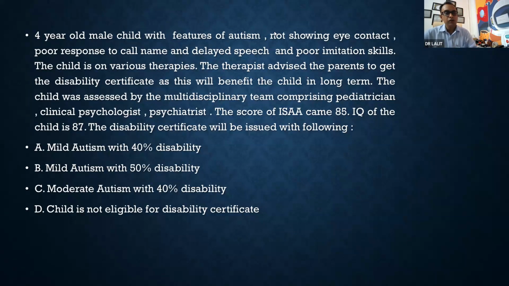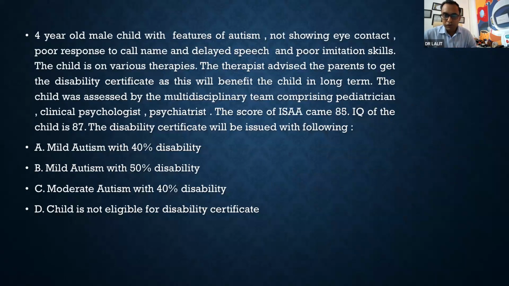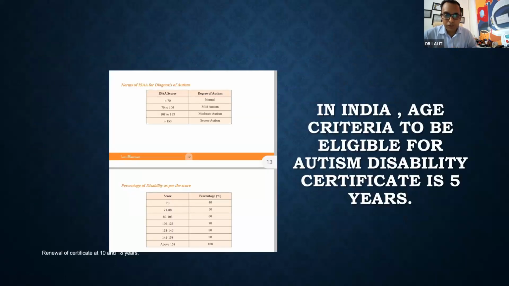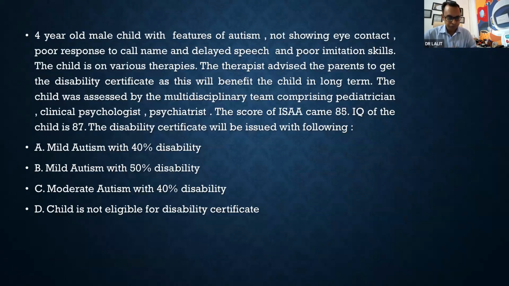Okay, see, first of all, we should know what the scoring of ISA is. So let's go to the scoring of ISA. I hope it is clear. On the score of ISA, if it is less than 70, the child is normal. If it is 70 to 106, it is mild autism. If it is 107 to 153, it is moderate autism. And if it is more than 153, it is severe autism. So what was the score? The score of ISA is 85. So as per the ISA score, the child comes out to be in the category of mild autism. So one thing is clear, the child is in mild autism.